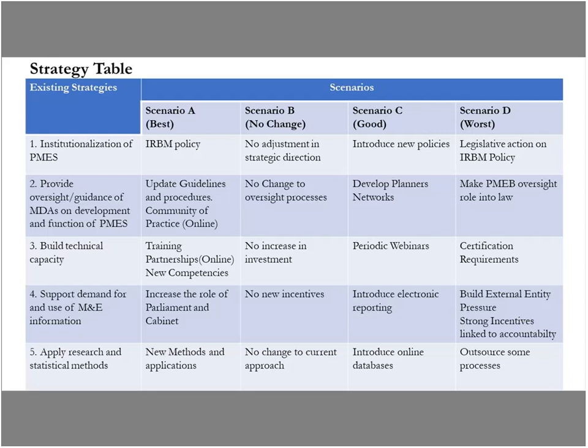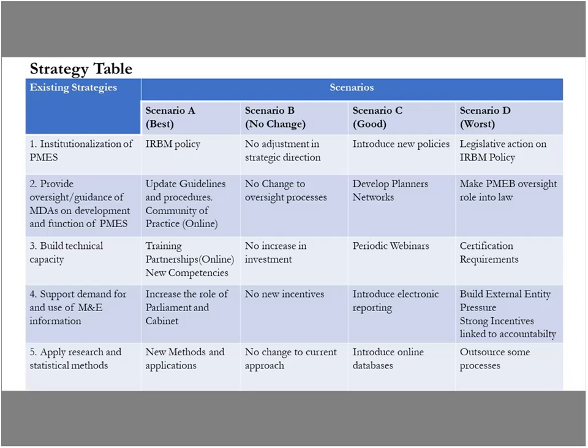We would need to develop a set of strong incentives linked to accountability that would compel organizations to focus on reporting on the implementation of strategy. And our final core strategy, which has to do with research and statistical methods, maybe we need to consider outsourcing some of our functions if we cannot support all the resources that we need internally.